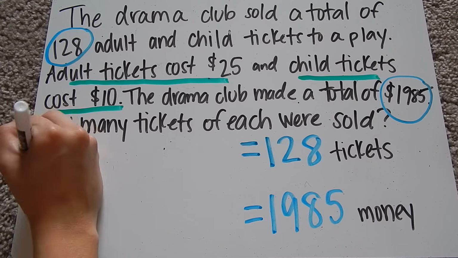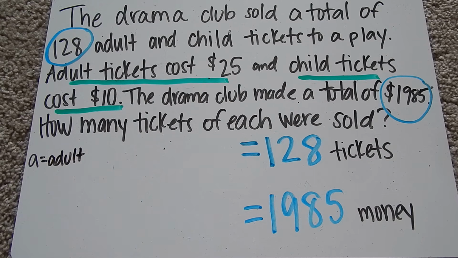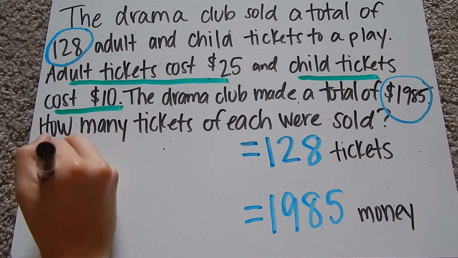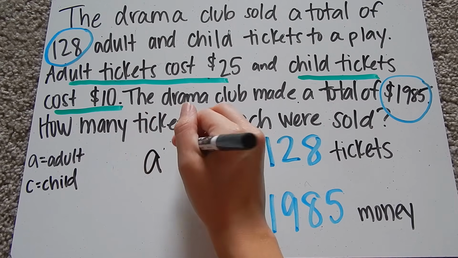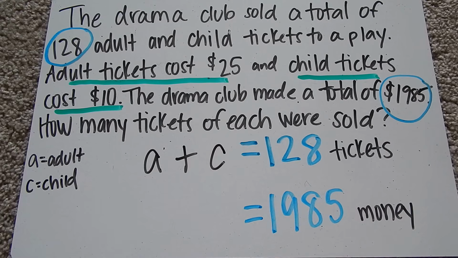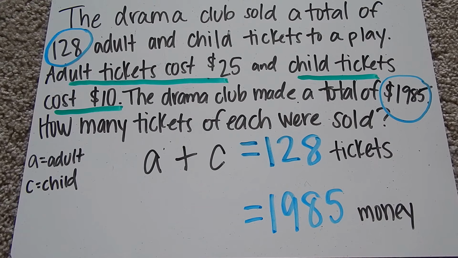So adult and child. Adult I'm going to call A. So over here I'm going to write down the variables that I'm using. It's important that you identify what variable you're using for what, so when you finish solving, you know what you found. So I'm going to use A for adult and C for child. So adult tickets plus child tickets equal 128. That's what a total is. It's a sum. So A plus C equals 128. That's my first equation.